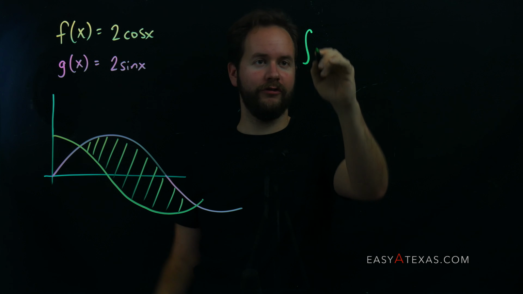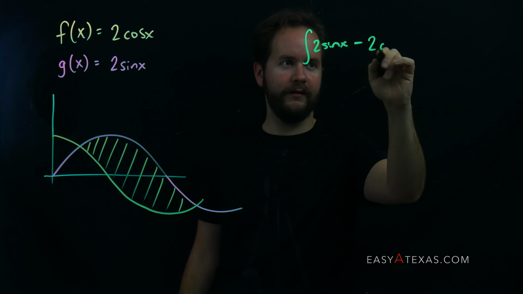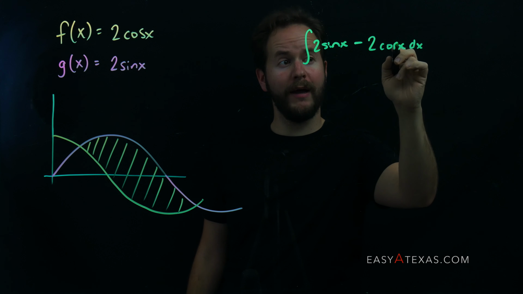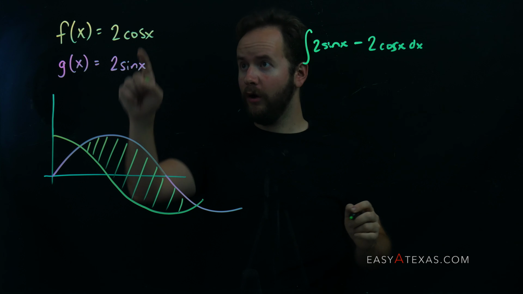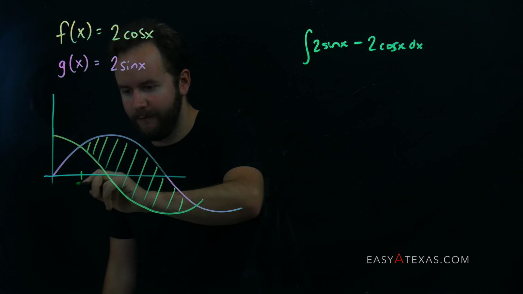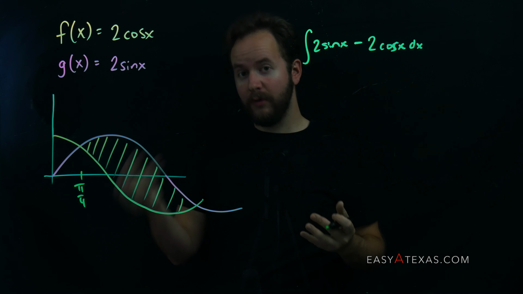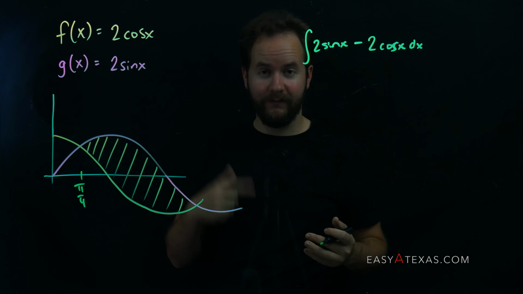In this case, the top function is 2 sine of x, and the bottom function is 2 cosine of x. The next problem is figuring out what the bounds are going to be on this integral. Well, cosine and sine of x have the same value of square root of 2 over 2 at pi over 4. And it's true that they have the same absolute value at 3 pi over 4, but one's negative and one's positive. That's in quadrant 2.